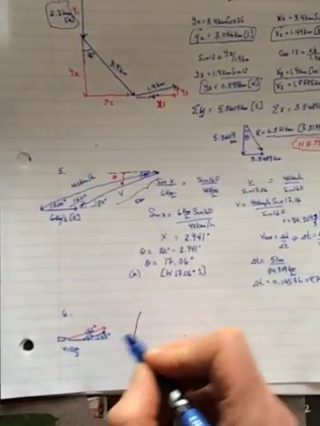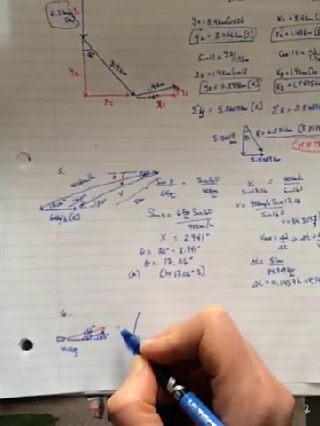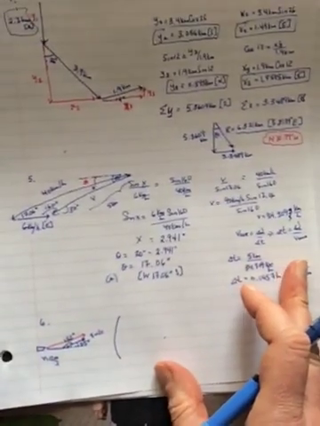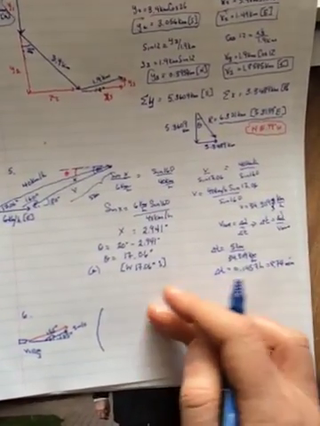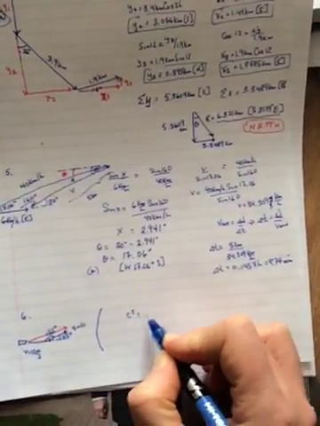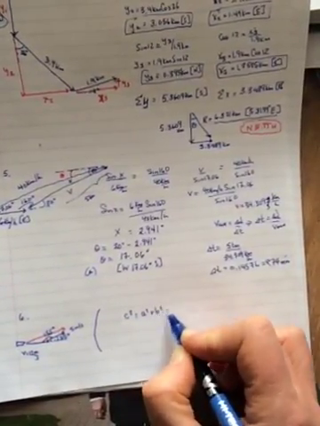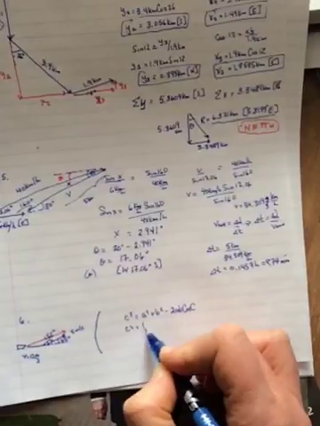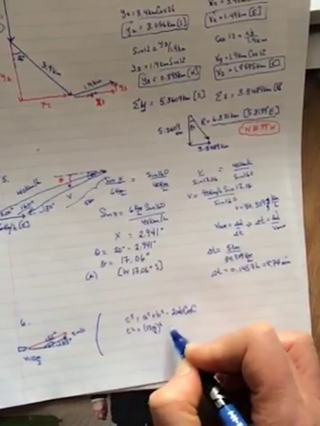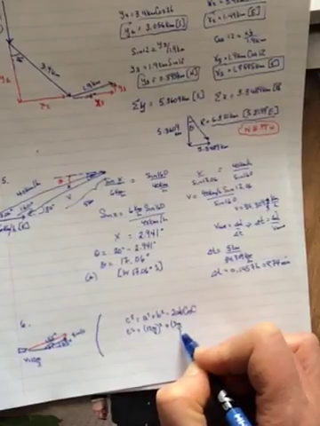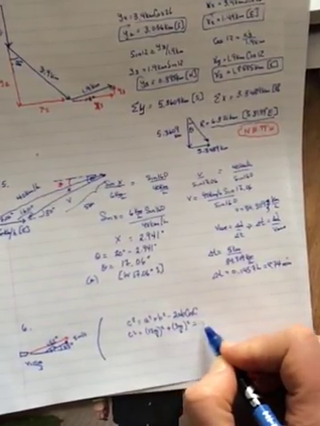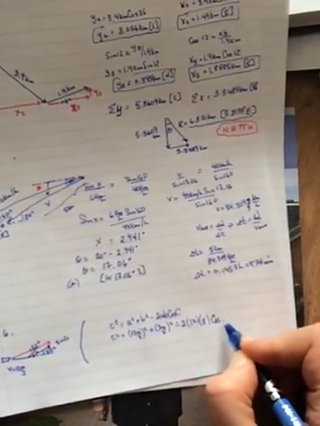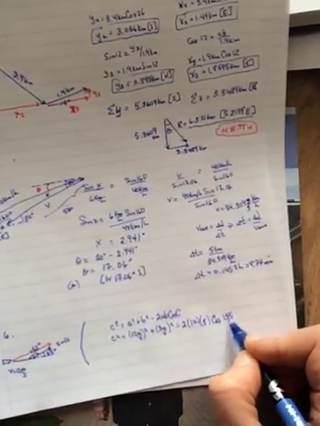Okay, so now you have one side is 12 meters per second, the other side is 3 meters per second, and you have the angle between them. When you have two sides and an included angle, you use the cosine law. So c squared is equal to a squared plus b squared minus 2ab cos c. So c squared is equal to 12 meters per second squared, that's 144, plus 3 meters per second squared, that's 9, minus 2 times 12 times 3 times the cos of 155.